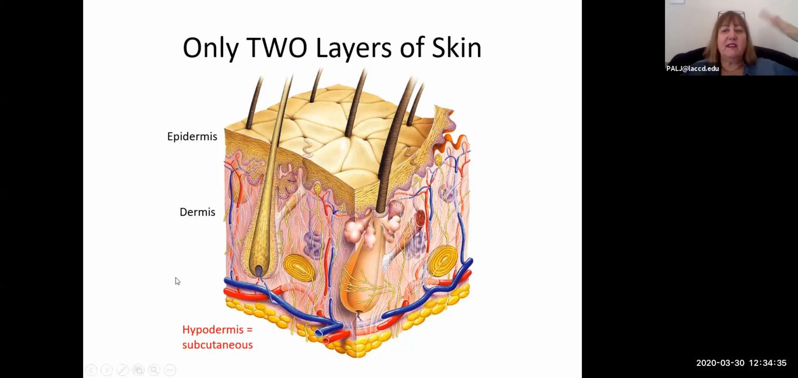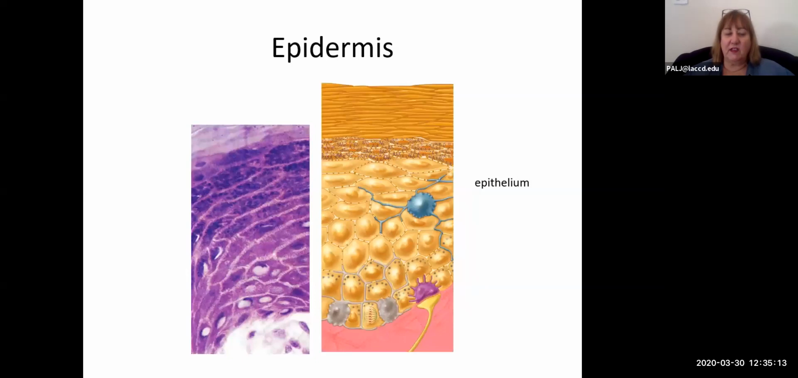Now, there is something deep to the dermis known as the hypodermis, because that prefix hypo means underneath. And the hypodermis is also known as the subcutaneous layer. Sub means below, cutaneous means skin. So subcutaneous means this is below the skin, which reinforces the concept that the skin has 2 layers, the dermis and the epidermis. Okay. So now that I said it about 7 times, hopefully you have got it. So let's talk about the epidermis.